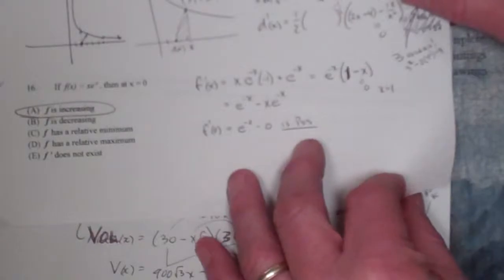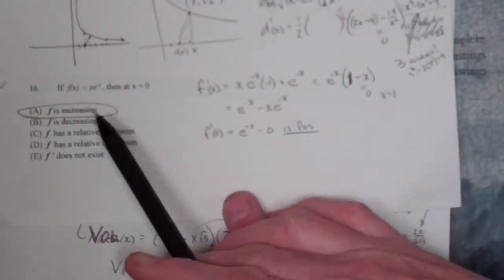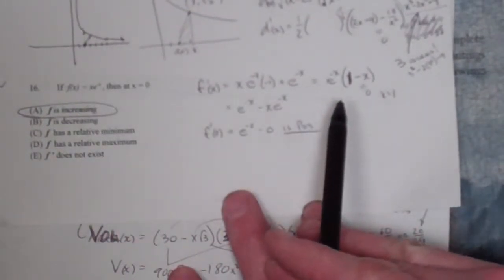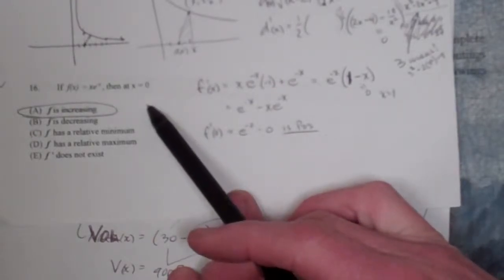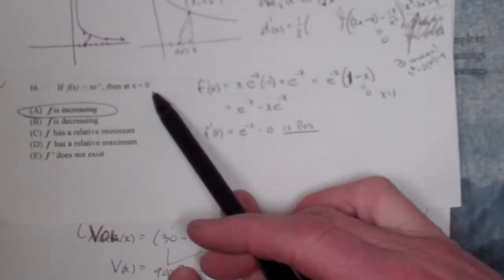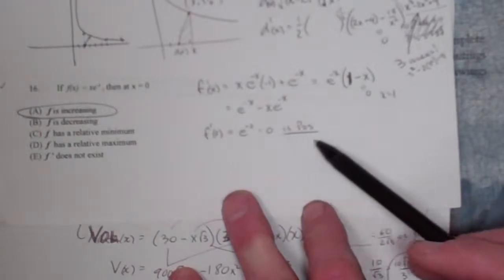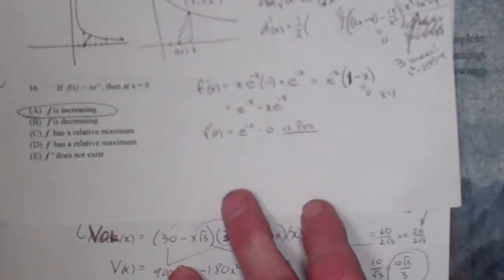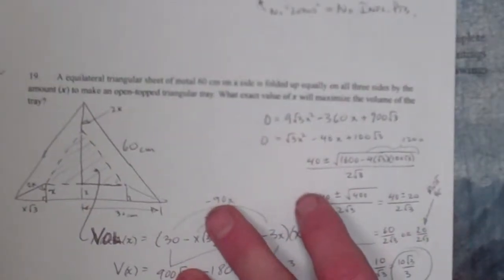In number 16, we simply take the derivative, and then we can plug in 0, and we can see if that's positive. And it is, and if it's positive, that means it's increasing. So that's sort of a simple example of our derivative test.